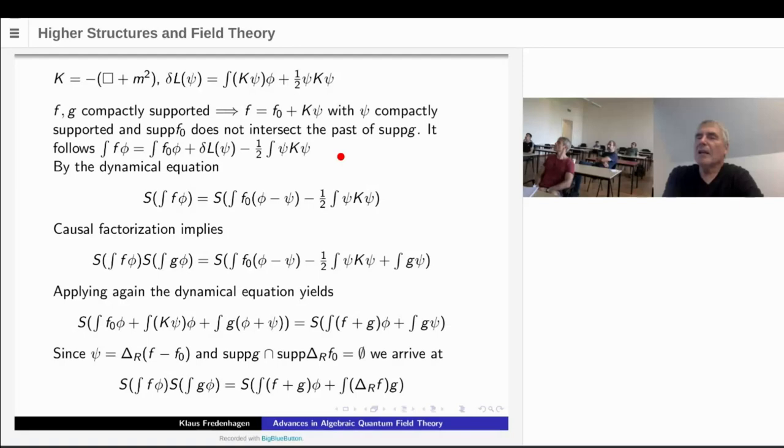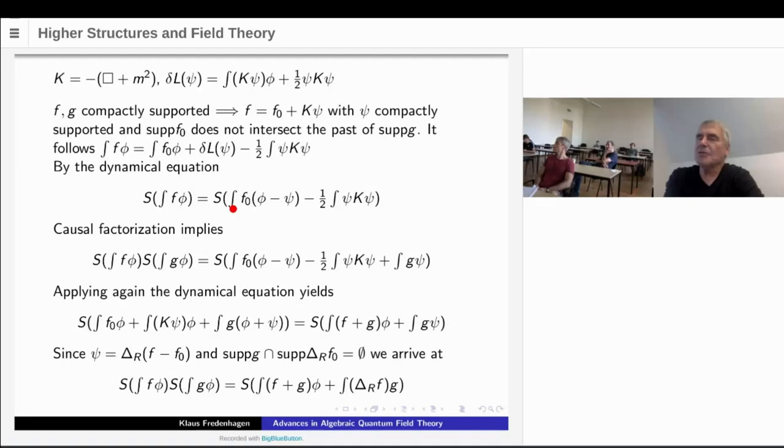So I can now express this in terms of this relative Lagrangian. The integral of f times phi is the same as the integral of f zero phi plus this delta L of psi, and then there is a quadratic term which I have to subtract. Now I use the dynamical equation: I use the fact that adding this delta L of psi corresponds to a shift in phi. So this leads to this equation. I have a shift in phi, and of course this quadratic term, which remains the same as before.